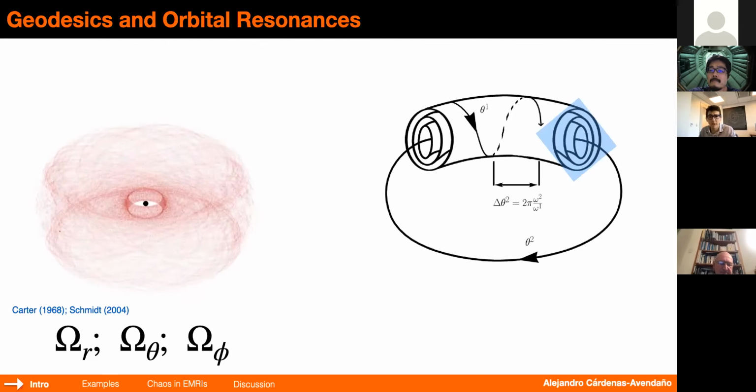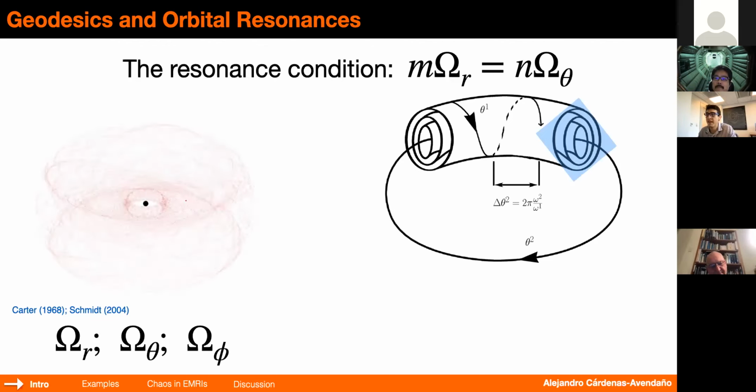And what I'm going to talk about in this talk is related to a particular case. So when two of these frequencies become what is known as commensurate, that is, the ratio is a rational number, a resonance can happen, and then that might introduce a very distinct change in the evolution of the dynamics. And this condition is known as the resonance condition.